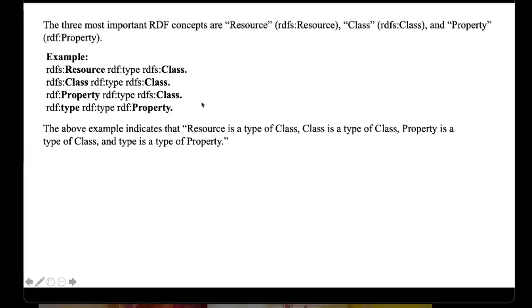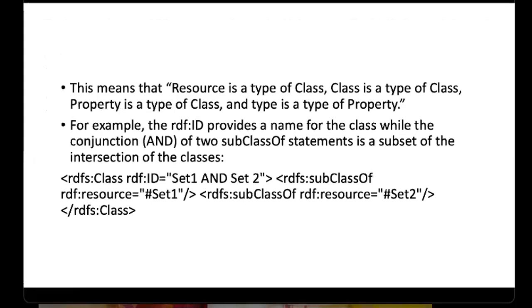For example, rdf:ID provides a name for the class, and the conjunction of two subclass-of statements is a subset of the intersection of the classes. Okay, rdfs:Class rdf:ID equal to set1 and set2 provides a conjunction of these two statements.